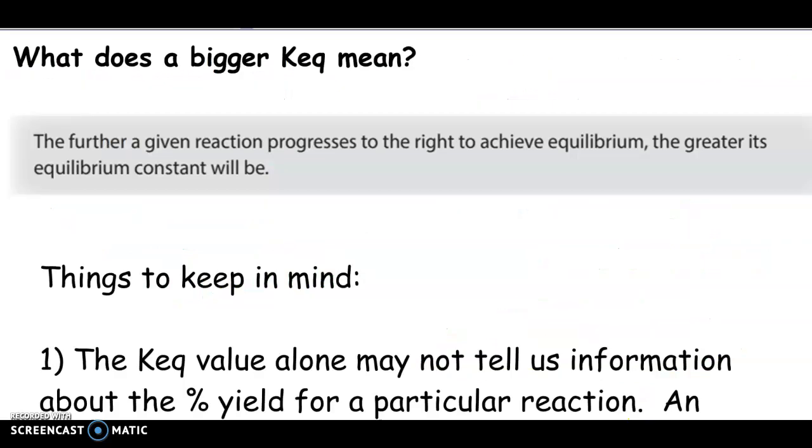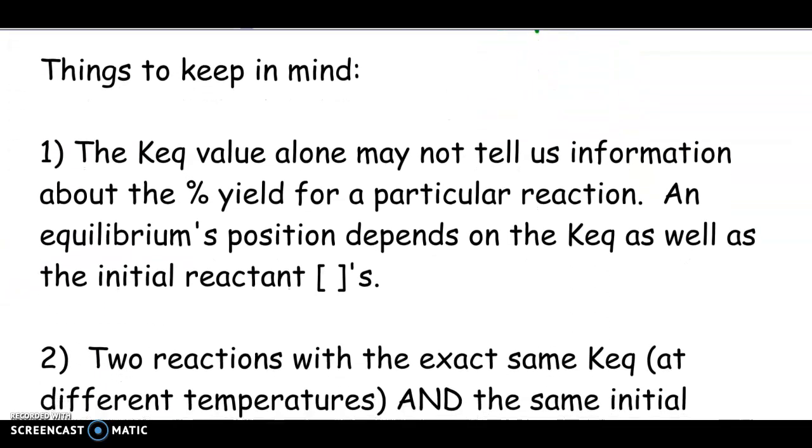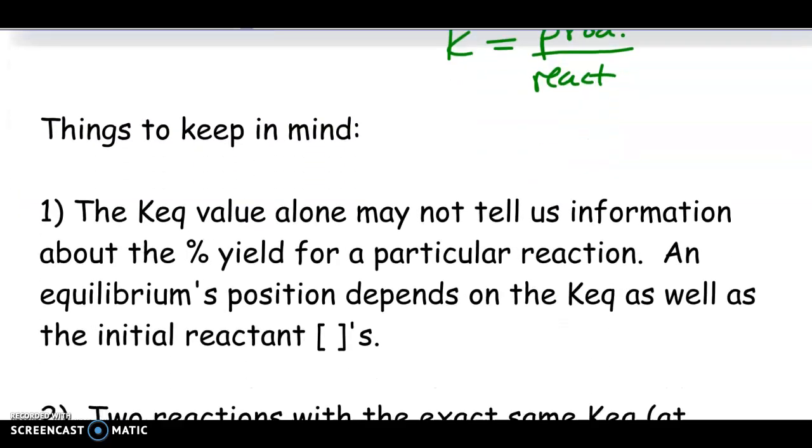Like I mentioned before, just like we did with the second example here, what does a larger K value mean? The further a given reaction progresses to the right to achieve equilibrium, the greater the equilibrium constant is. Of course we know that because K is our products over reactants. So it's just a matter of comparing the amounts at equilibrium. But there's a few things to keep in mind when you're doing this, in general.